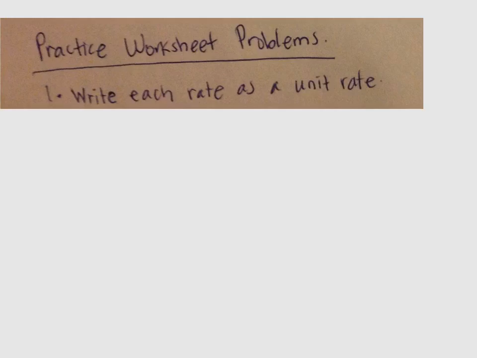Let's practice some problems. Please copy this down. Question number 1. Write each rate as a unit rate. For A, there's going to be 3 parts. The first part is A, $100 per 2 days. The instructions were to write it as a unit. So instead of the 2 on the bottom, they want you to make it a 1 on the bottom. They want to know per day.